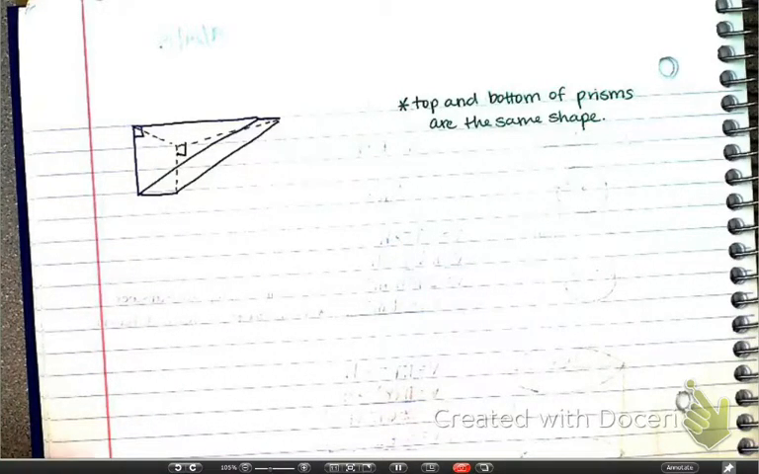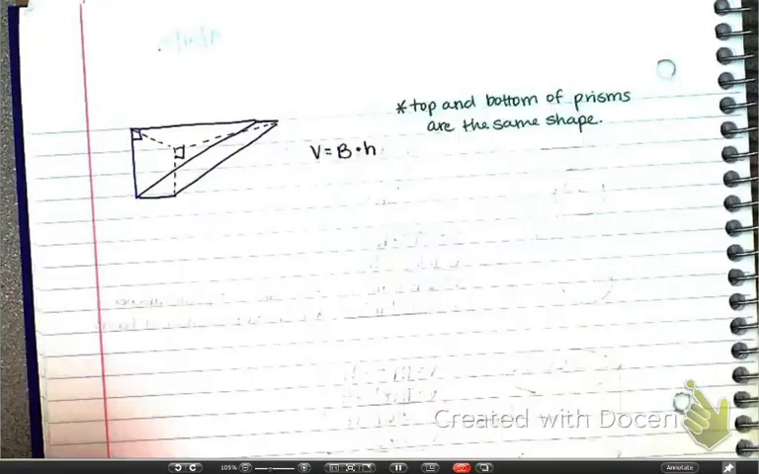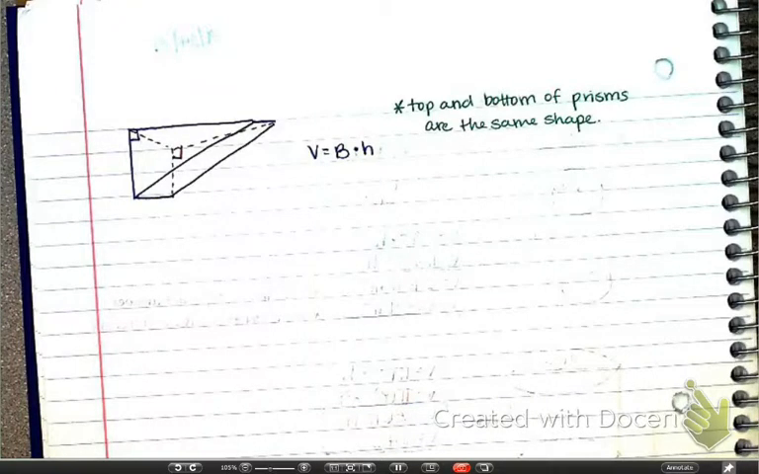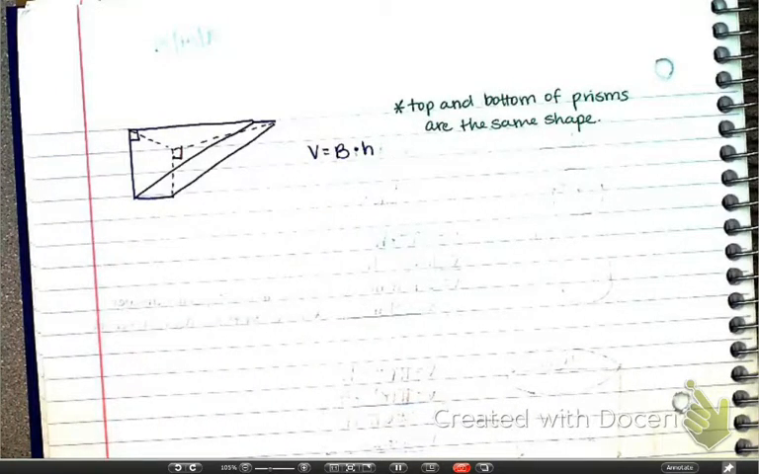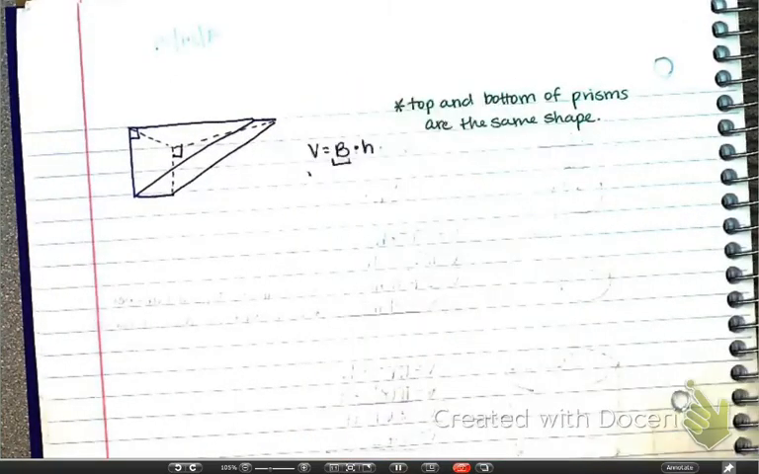Now we're using the same formula, so we're using volume equals base area times height. What is the shape of my base? What do I see two of? Triangle. So the shape of my base is a triangle. This stands for base area.